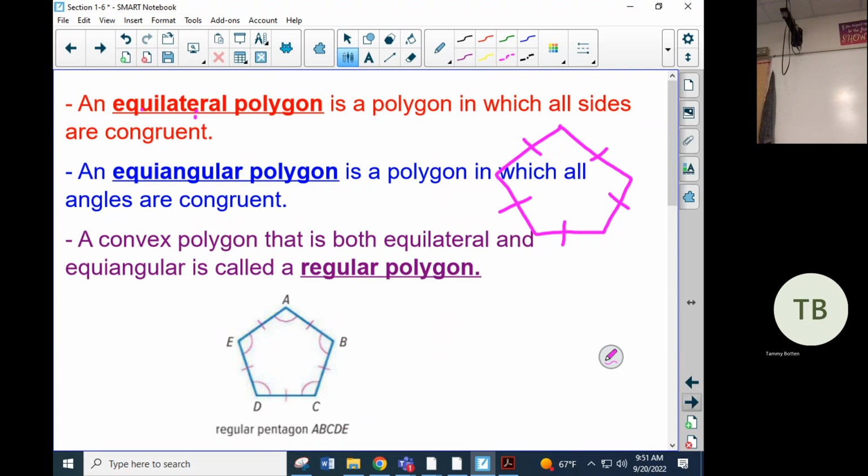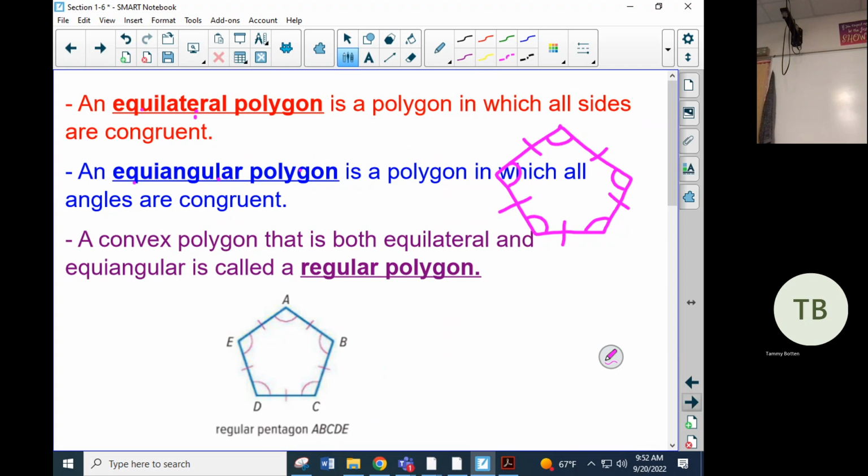Now, an equiangular polygon, equa means equal, and then angles. So in this figure, every one of the angles would have to have the same amount of arcs. If one of them had 2 arcs and the others had 1, that would not work. Then, if something is both equilateral and equiangular, it is regular. So a regular figure has every single angle marked the same, every single side marked the same.